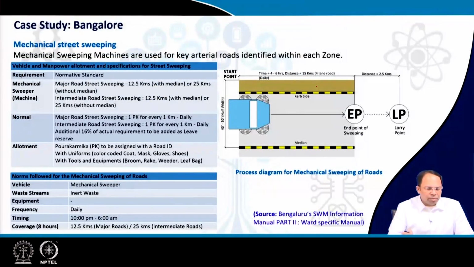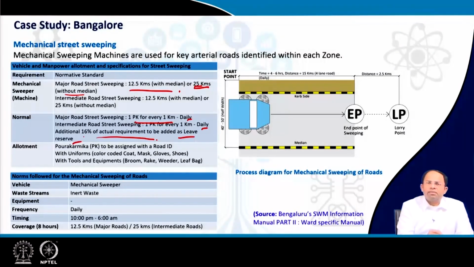Similarly, for mechanical sweeping also, the rate is around 12.5 kilometers for roads with medians. That means divided roads, because you have to clean from both sides, so your work almost doubles, and 25 kilometers without median. So one vehicle can cover around 25 kilometers if there is no median. In addition to that, there is one PK, Porokarmika, for every 1 kilometer, and major road sweeping is done daily, intermediate road sweeping is done daily, and again an additional 16% people are required as a backup for leave reserves and so on. So this is how it more or less works.